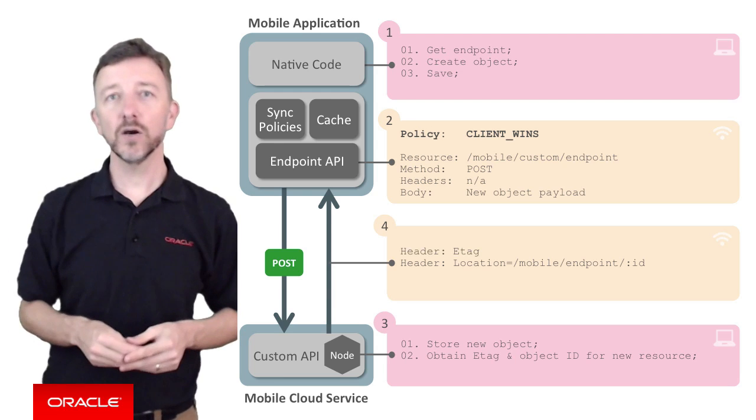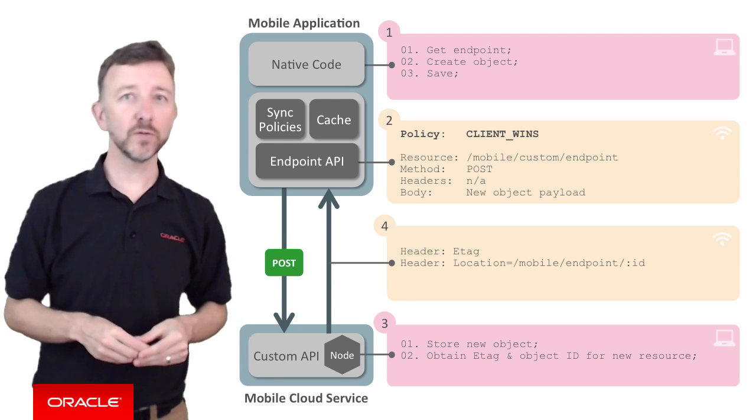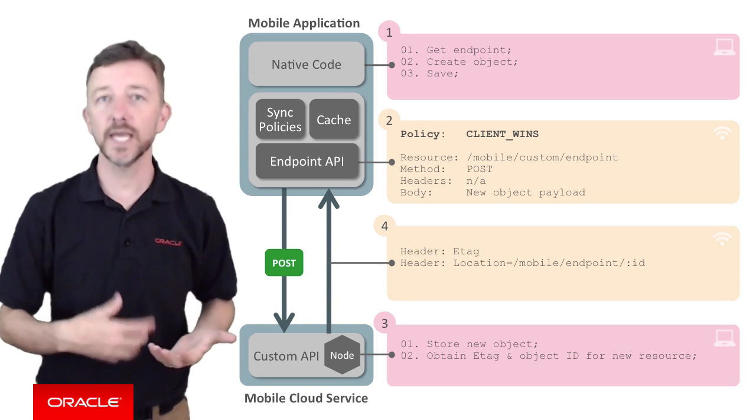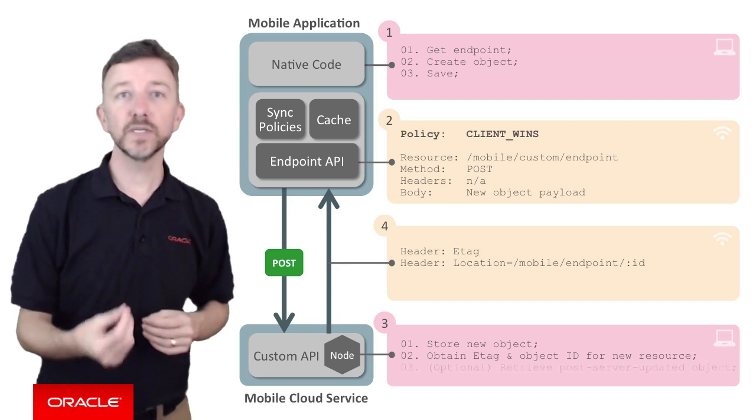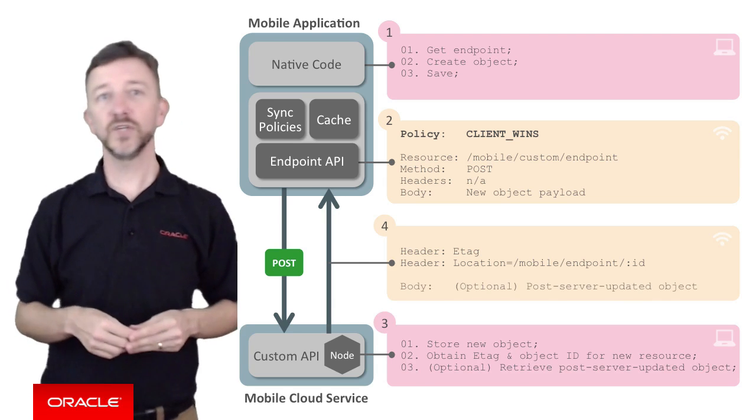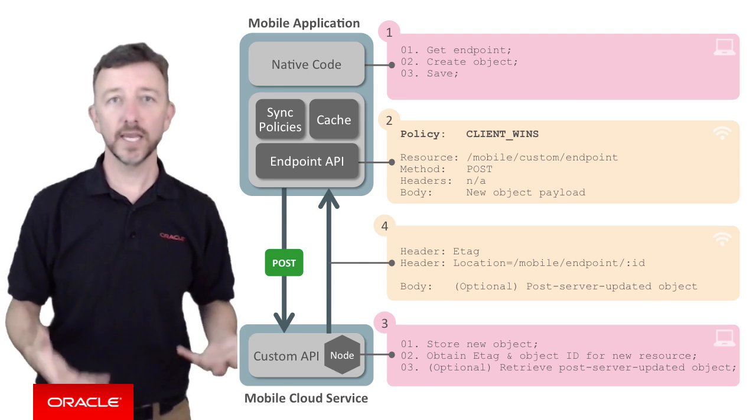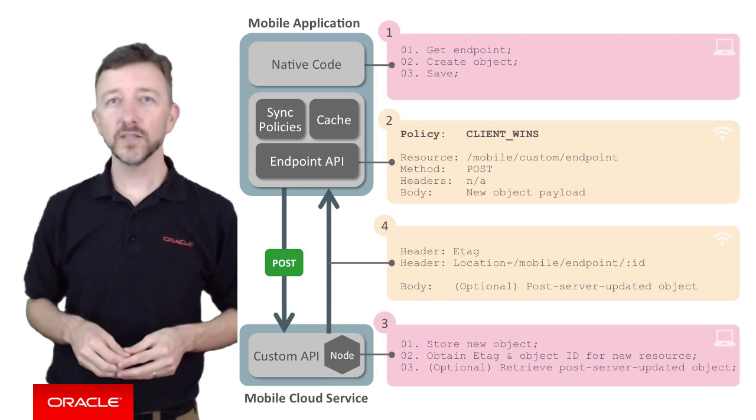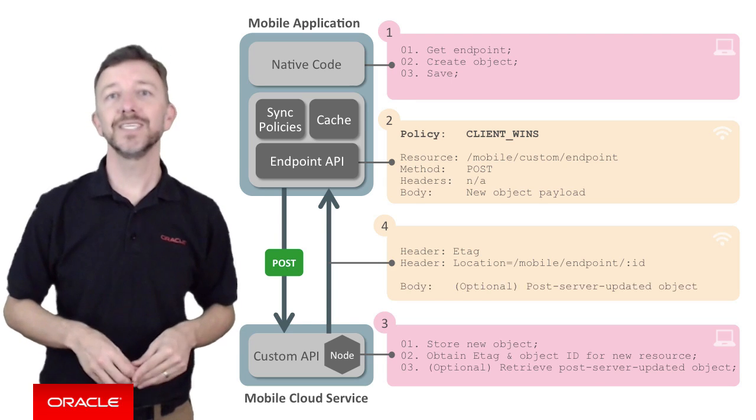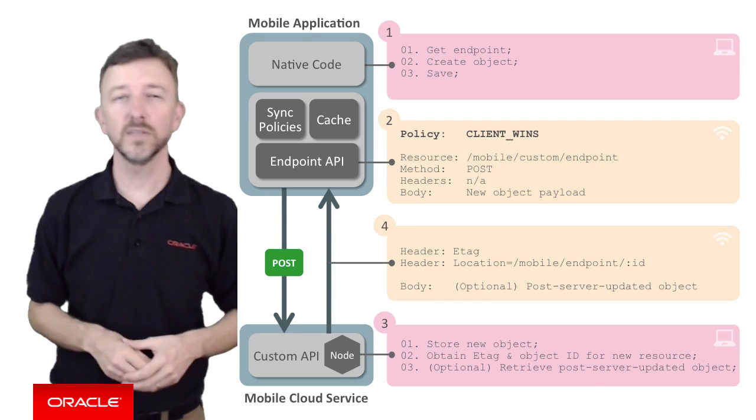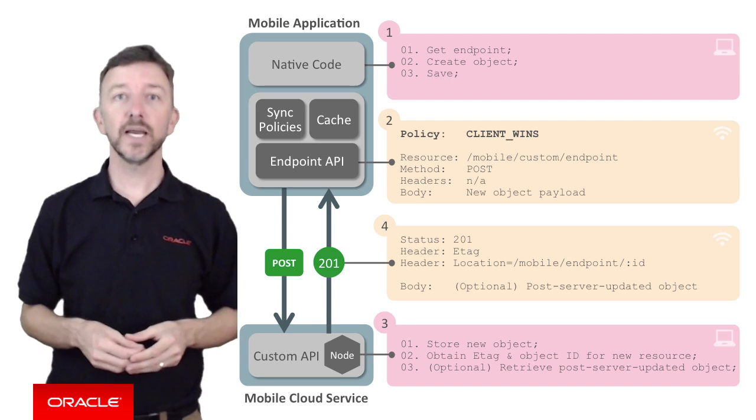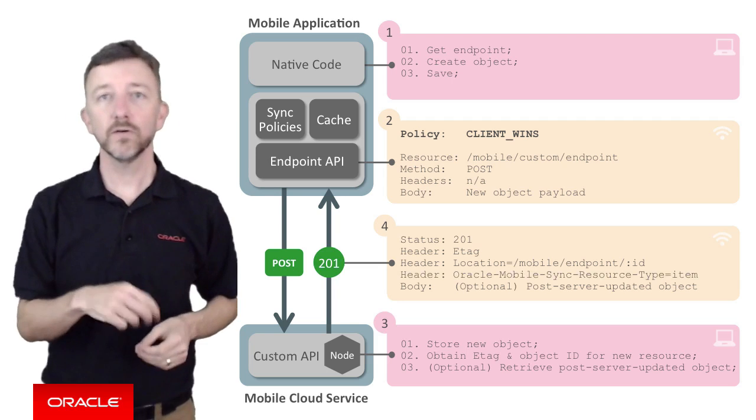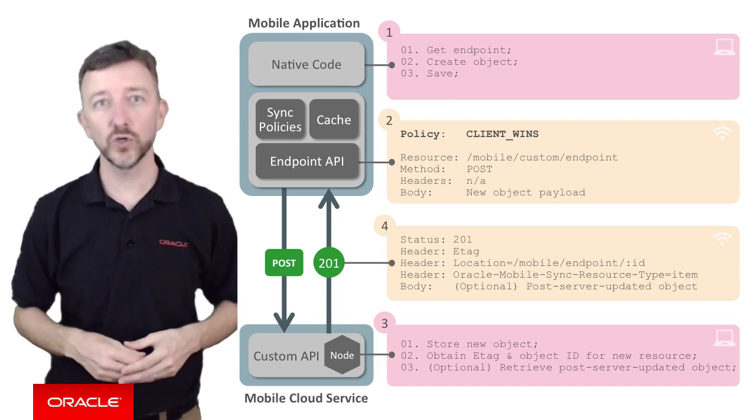Further to this, in storing the object on the server side, if the act of storing the object results in a modification to the object on the server, say for example a last updated timestamp is updated in the object, you may optionally write this post server-side updated object in the response too, so the client can now know about those changes. Finally, in the response to the client, the server-side custom API must return an appropriate success HTTP status code, such as 201. And as we're specifically updating an object on the server side, we must include the HTTP header Oracle-Mobile-Sync-Resource-Type: item in the response too.